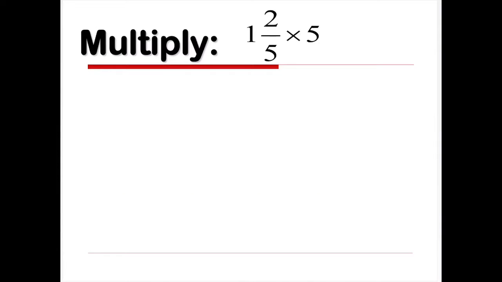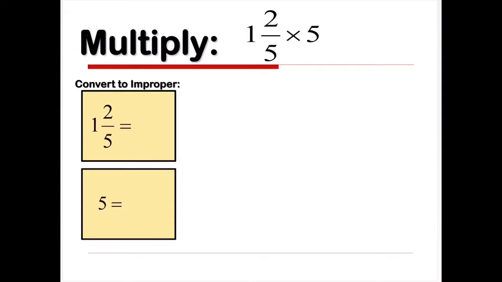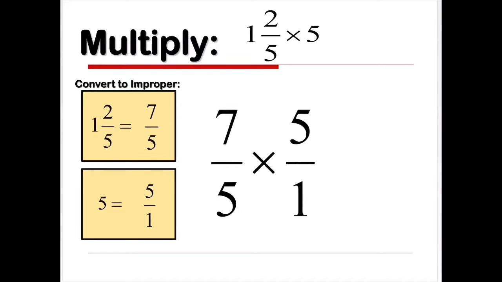Okay, in the next example here, I want to show you how to multiply a mixed number times a whole number and just kind of show you how to handle that. And in this case right here, we're going to go ahead and change what we have to improper fractions. So 1 2/5 is going to be 7 over 5. And then 5, we're going to write that as a fraction over the number 1. 5 over 1, not 5 over 5, because that's different. So we're going to do 7/5 times 5 over 1.